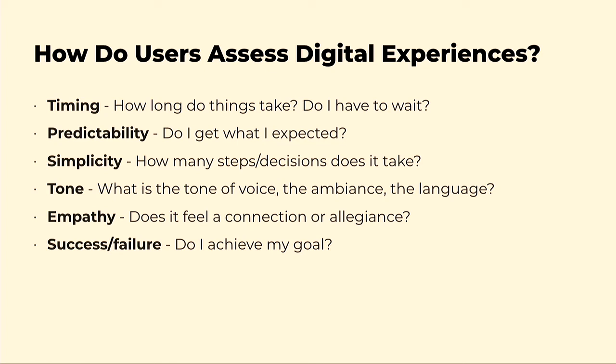In terms of how a user assesses their experience, they're affected by a bunch of things. One thing that's often overlooked is timing, like how long something takes. As front-end developers, we're impacting the performance with how we build things, and in some projects, performance is key. Predictability: does the user get what they expect? When they click on a button and they move to another page, are they surprised? Usually you don't want surprises. You want people to have a predictable interface.